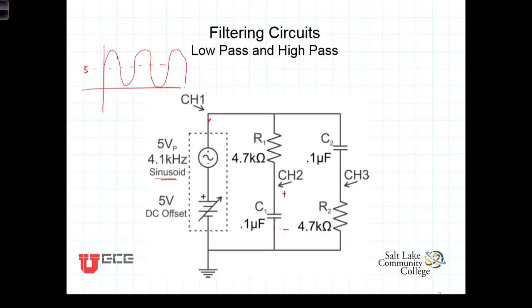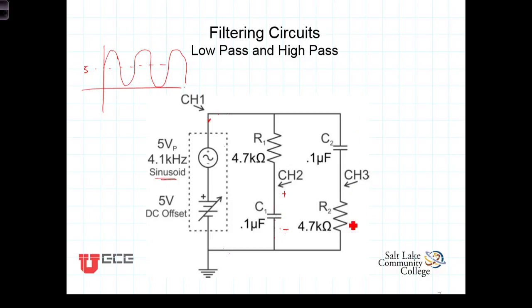In fact, we're going to use 3 channels, since there are 4 channels on our oscilloscope. The first channel will be looking across the source, where we have the 5 volts with a 5 volt DC offset. Channel 2, we're going to look just at the voltage across the capacitor, and what we're going to see is that just the 5 volt DC source is seen. The oscillating component has effectively been removed.